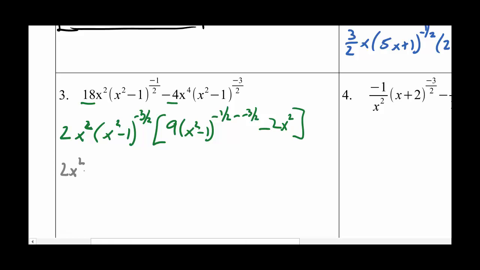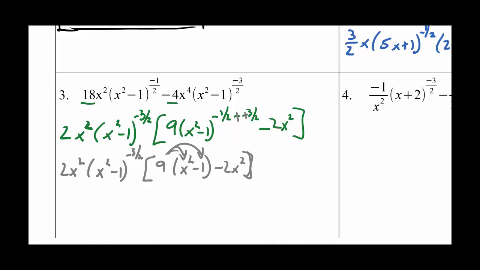Let's see, so we got 2x squared times x squared minus 1 to the negative 3/2. Here we got 9. Okay, so negative 1/2 plus 3/2 is 2/2. So I got 9 times x squared minus 1 minus 2x squared. I can distribute that in. So 2x squared, x squared minus 1. See, 9x squared minus 2x squared is 7x squared minus 9. And that seems pretty good to me. I think we're done at that point.